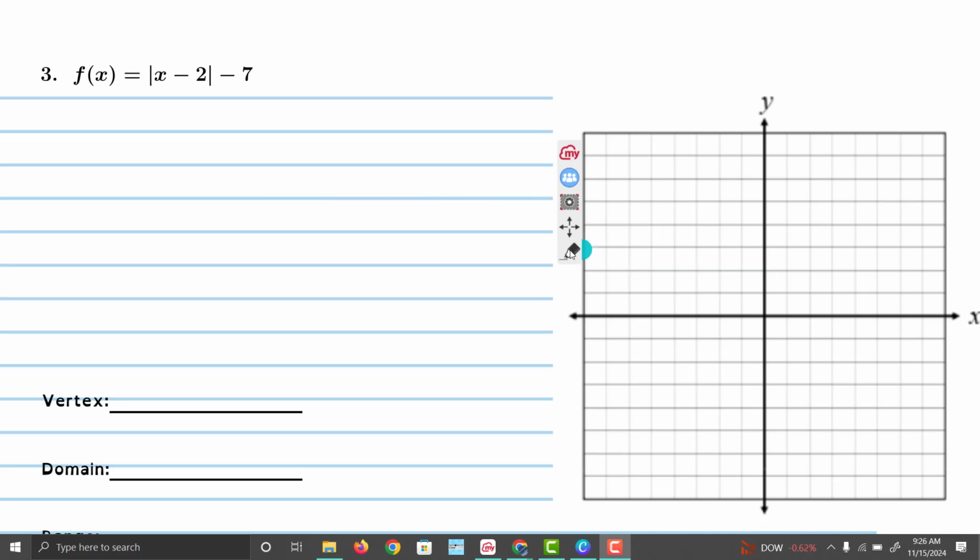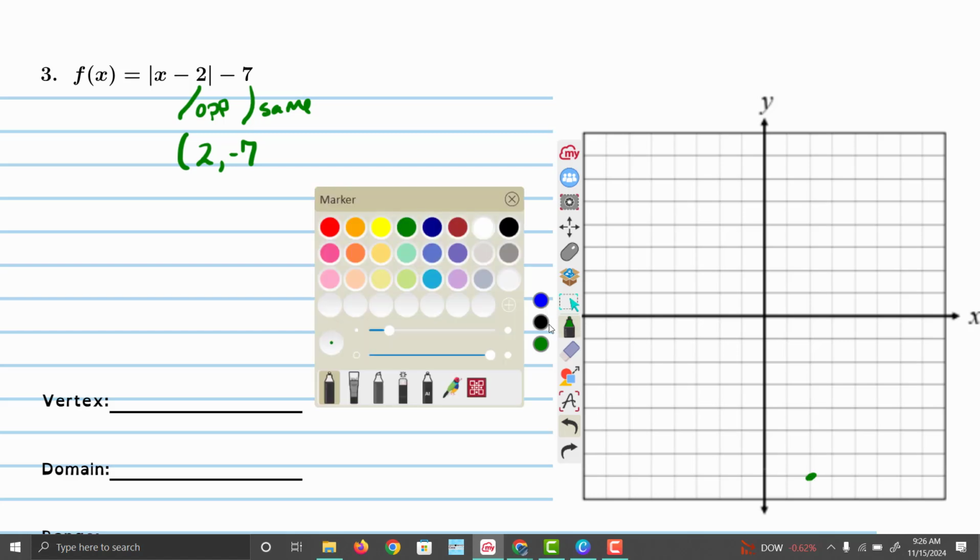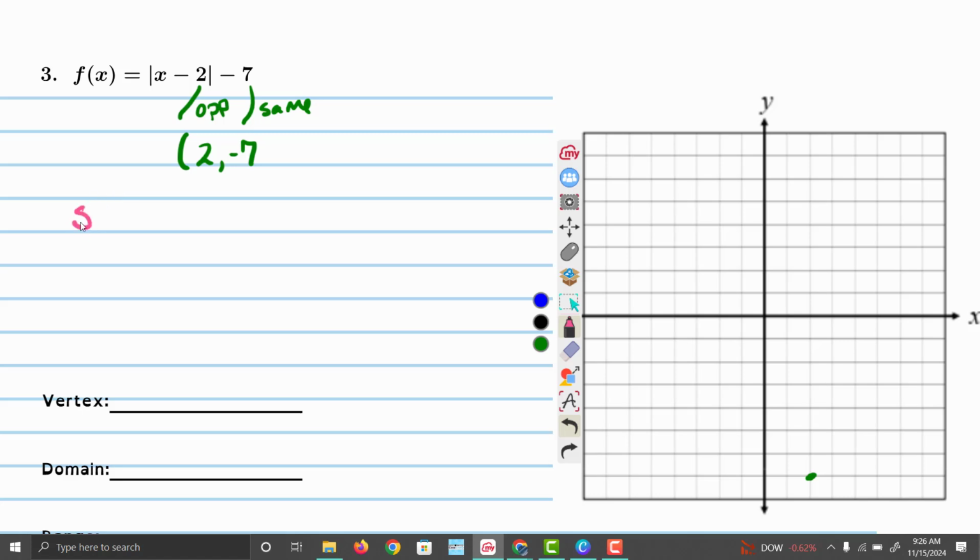So we are going to be looking at question number 3, and we need to first find our vertex. So remember, we go opposite, same, and so the opposite of that is 2. Same is going to be negative 7, and so that's where I'm going to go plot my point. And then I'm going to find my slope, and my slope going right is the number in front of here, so 1 over 1, so right and up.